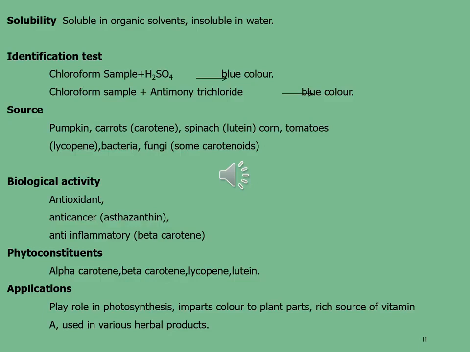In the second test, the sample is taken in chloroform and antimony trichloride is added, which gives the blue color, which indicates the presence of carotenoids. Common sources of carotenoids are pumpkin, carrots, spinach, corn, tomatoes, bacteria, and fungi. Some phytoconstituents have biological activities that are antioxidant, anti-cancer, and anti-inflammatory. The phytoconstituents that are present are alpha-carotene, beta-carotene, lycopene, and lutein.